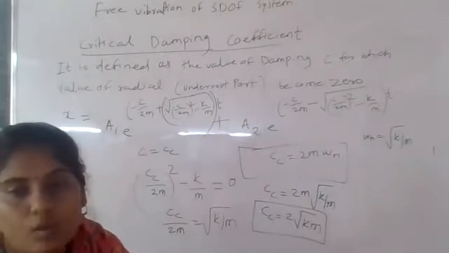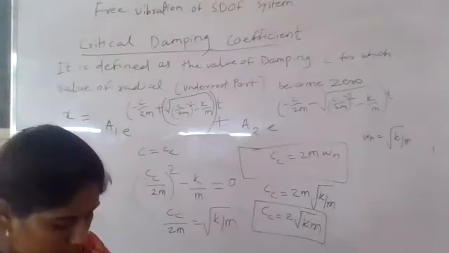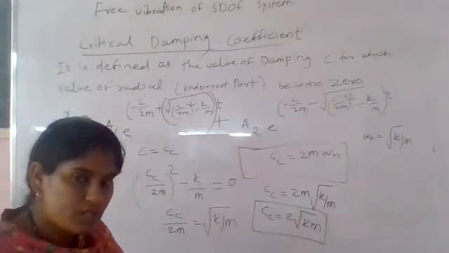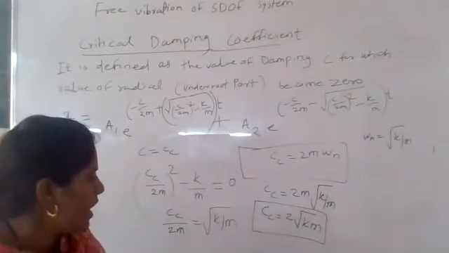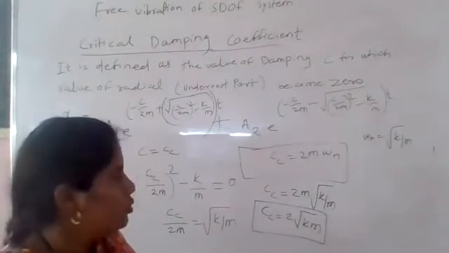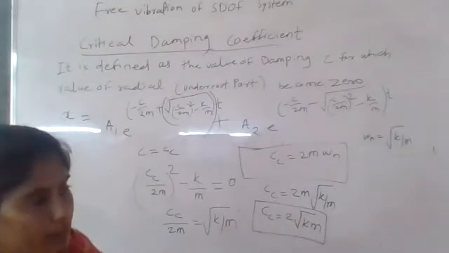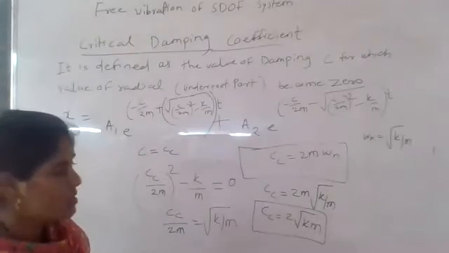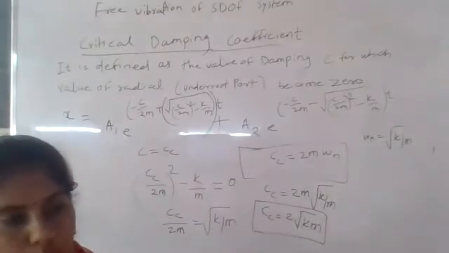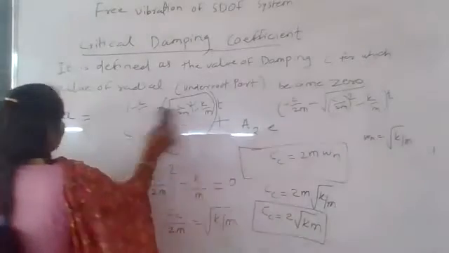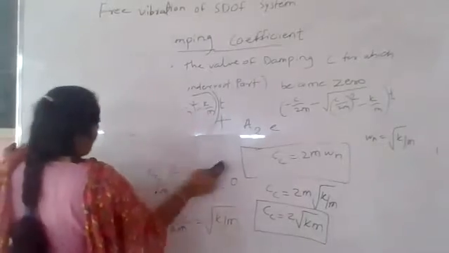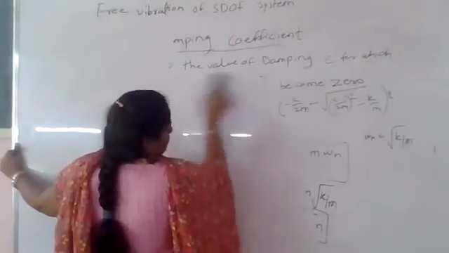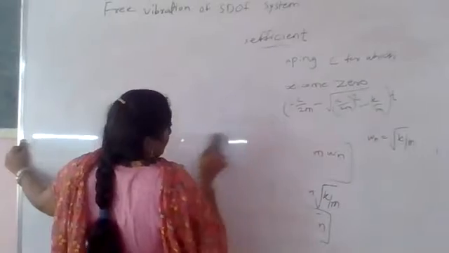Below this you write Cc is equal to C, and below this you write Cc is equal to twice m omega n, and below this you write Cc is equal to 2 into root of Km. Write down next point, damping ratio.